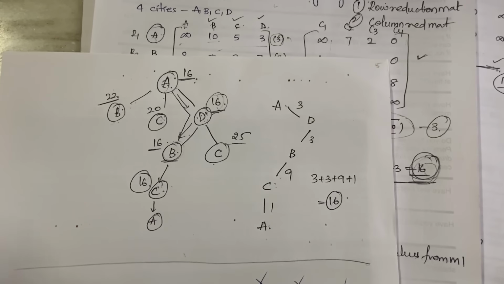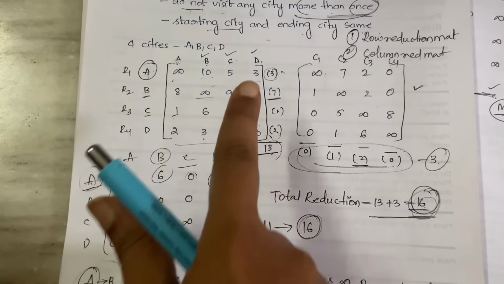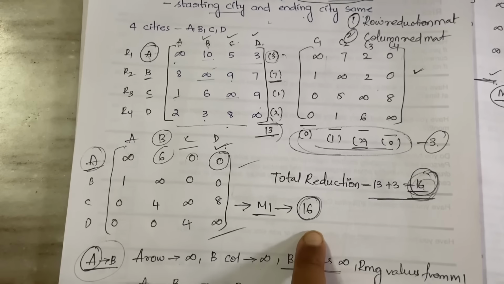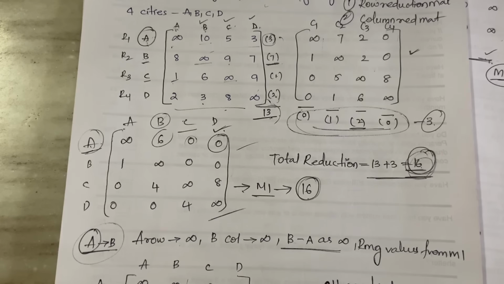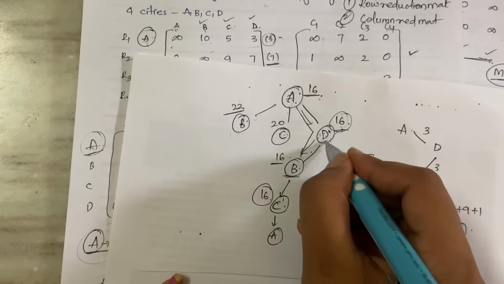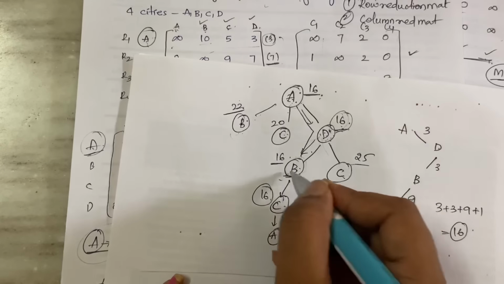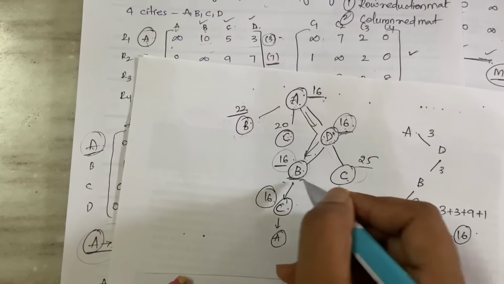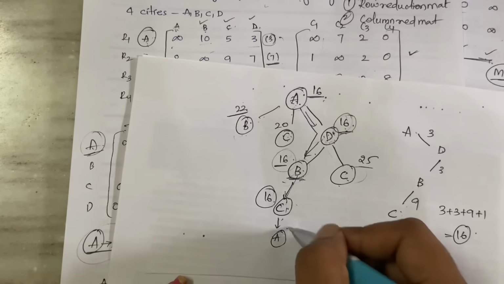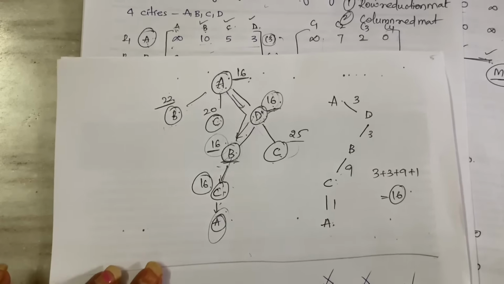So this is how you do the traveling salesperson problem. First, you have to do the row reduction, column reduction. Then you will be getting some parent matrices. And then whichever is lowest, you have to pick it up. Among these three, you got D to be lowest. So you are further branching D, B and C. Among these both, you got 16 as the lowest. From 16, you're going to C, and then you're coming back to the starting point. Okay. This is about traveling salesperson.